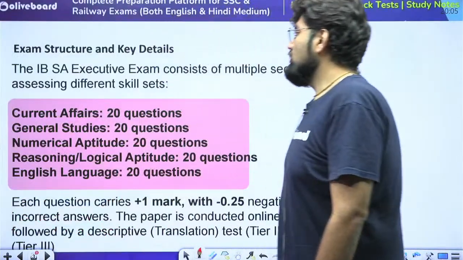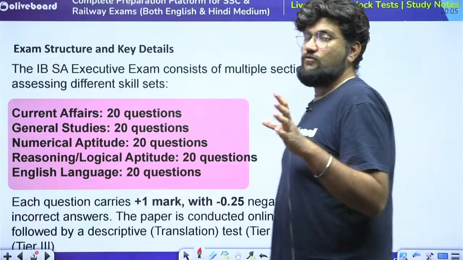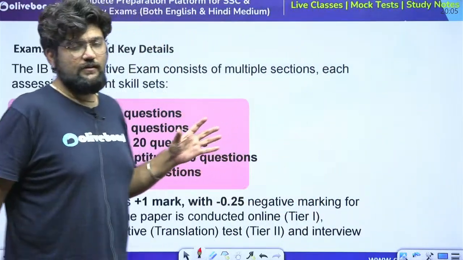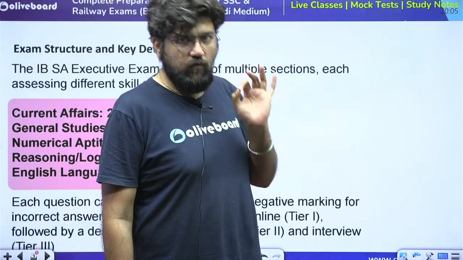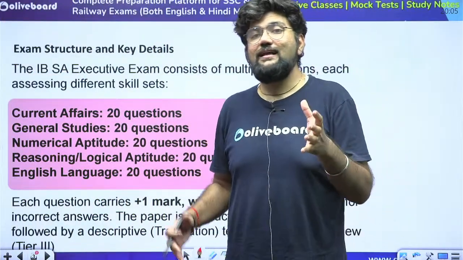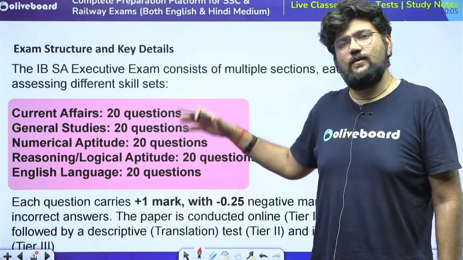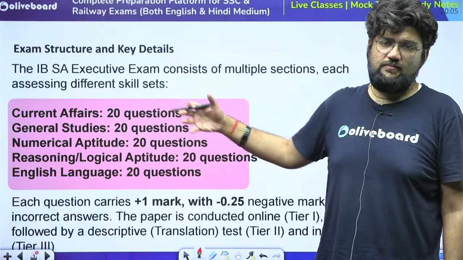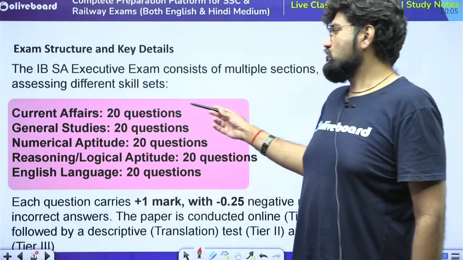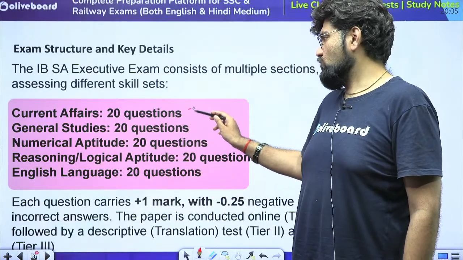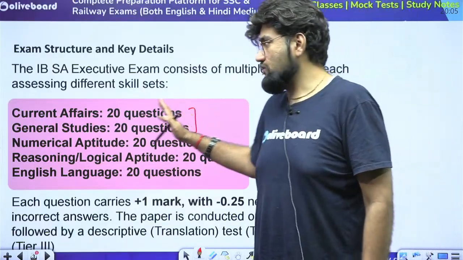Now, this is the basic exam structure. I know you already know it. If not, I'll just give you a brief here. There are 3 tiers, Tier 1, Tier 2, Tier 3. Tier 1 is almost similar in pattern to your IB ACIO examination. There are 5 sections, 20 questions each, 100 questions, 1 hour, 60 minutes. The marking scheme is +1, -0.25. Current affairs and general studies together comprise 40 questions of the whole paper. So this is the most important aspect.